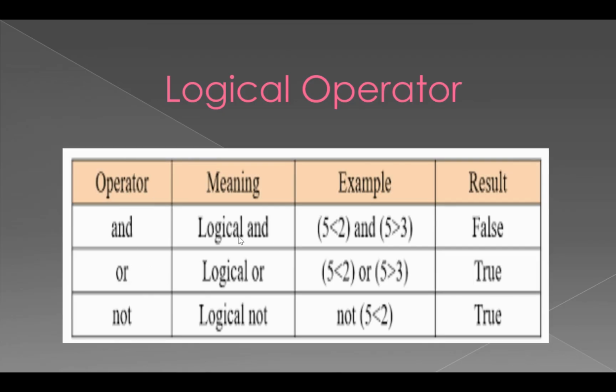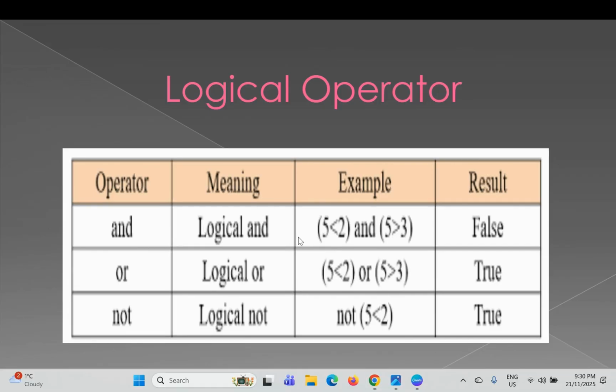Like here it is written 5 is smaller than 2, and 5 is greater than 3. So here you will get false, because one of the conditions is false, that 5 is smaller than 2. So if any one condition is false, you will get the output as false.